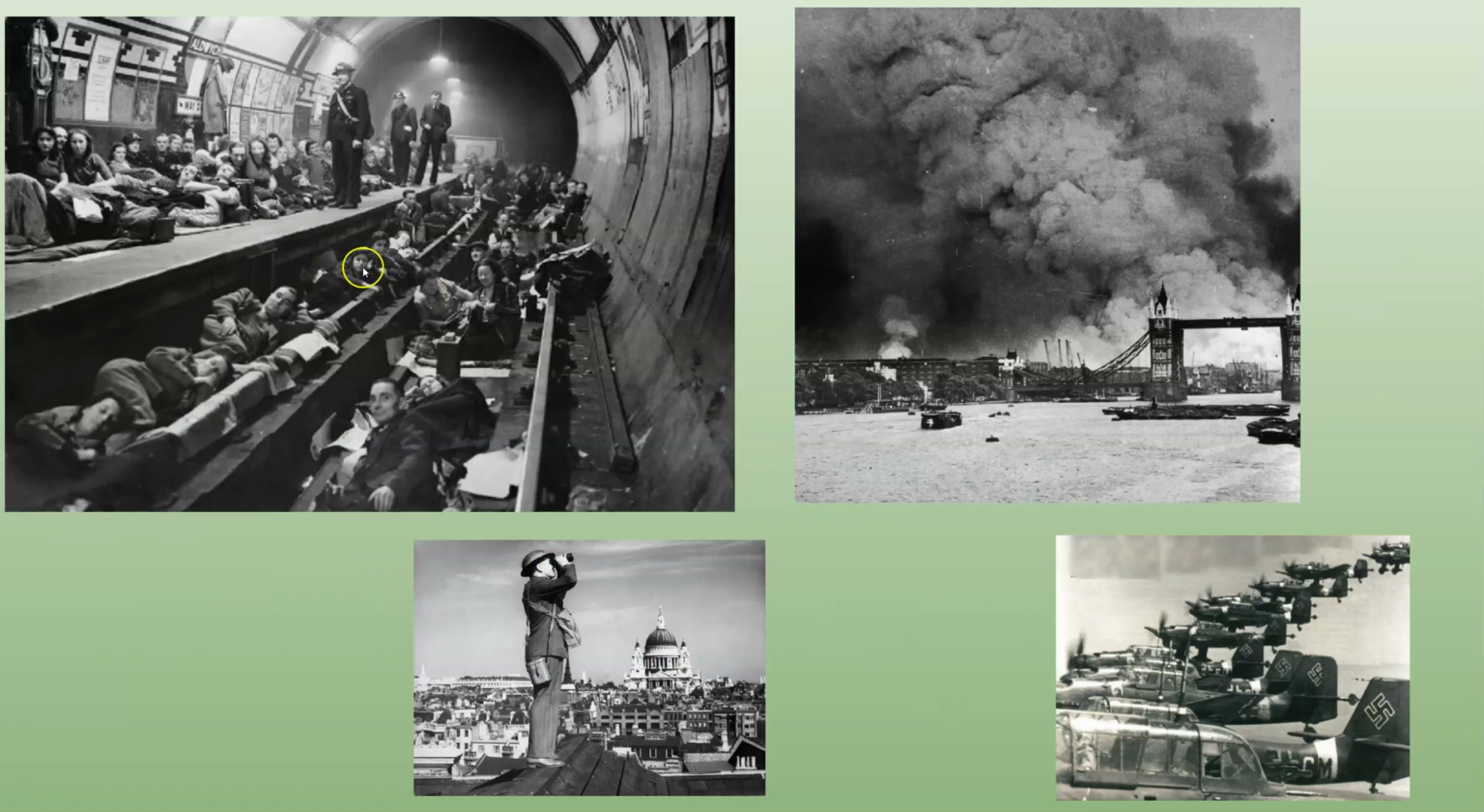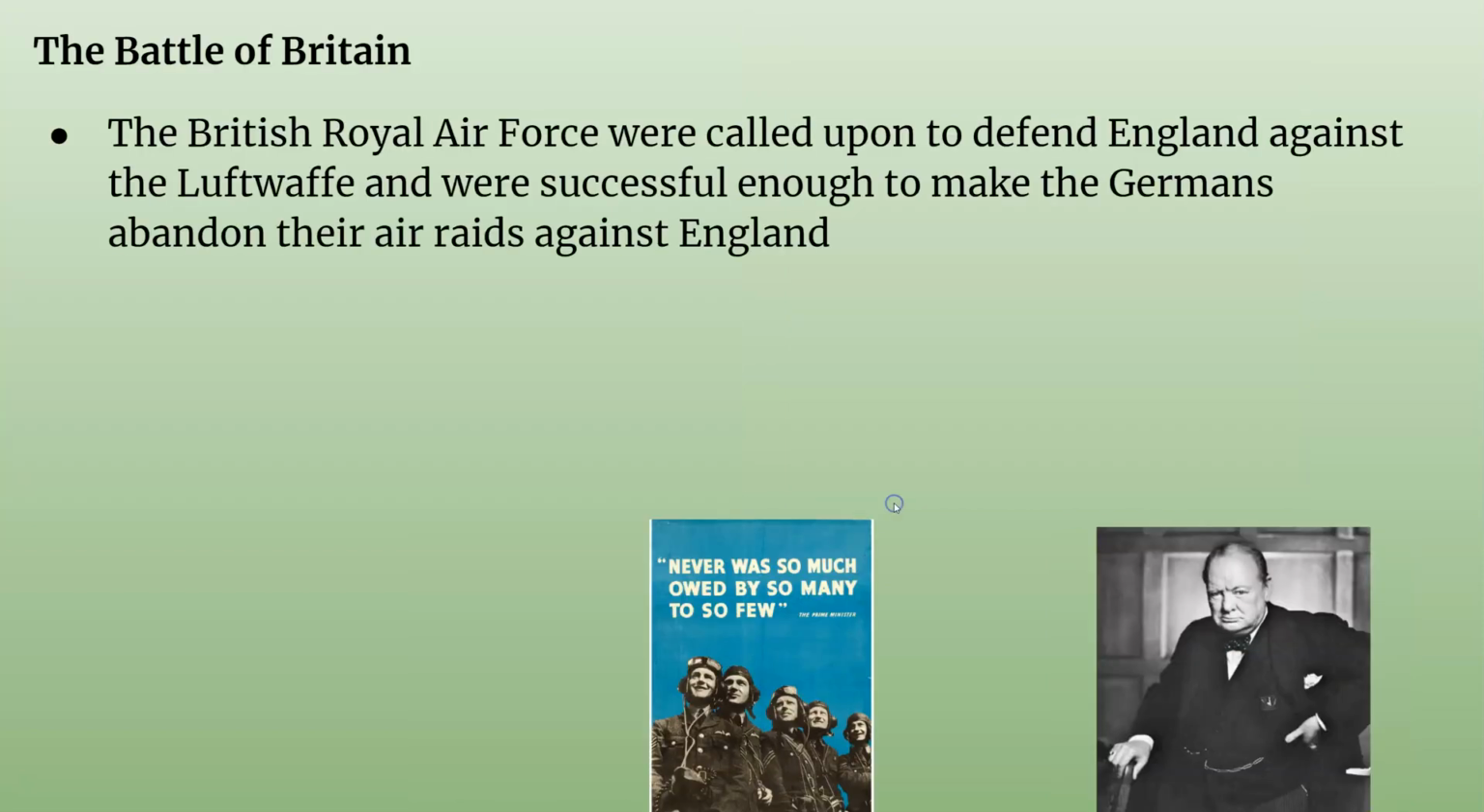So here they are, hiding in the subway tunnels at night, because a lot of the bombings were happening at night. This is the Luftwaffe, the German Air Force that would come in and bomb everything. And it did cause massive destruction, but the British just weren't going to give in to such bombings. The British Royal Air Force, although they were outnumbered, were called to defend England, and they were successful enough to make the Germans abandon their air raids against England. So they deterred them enough.